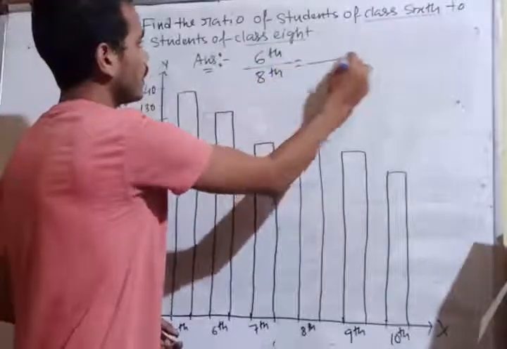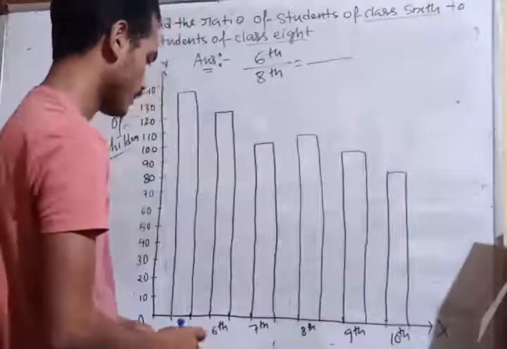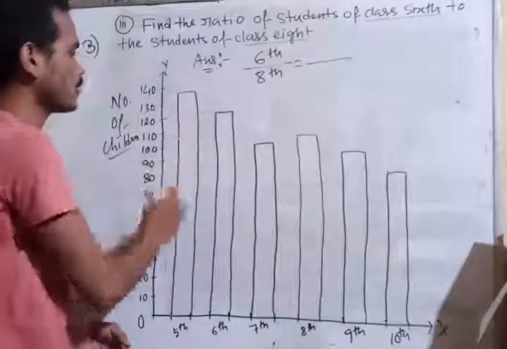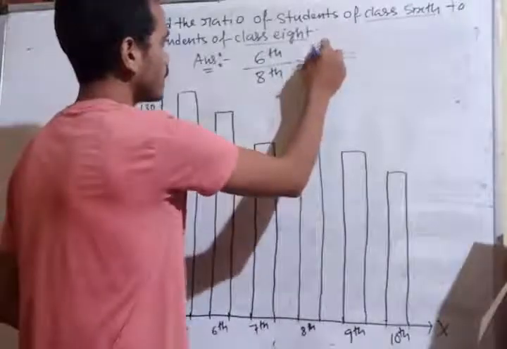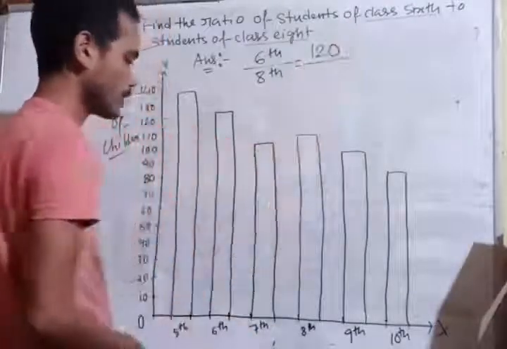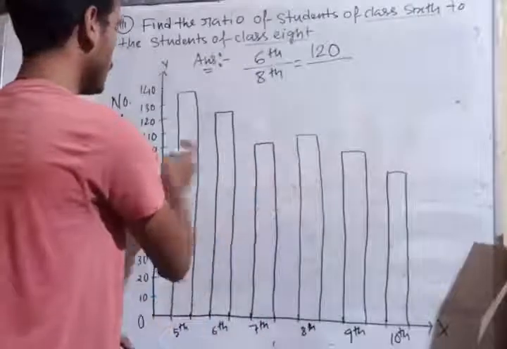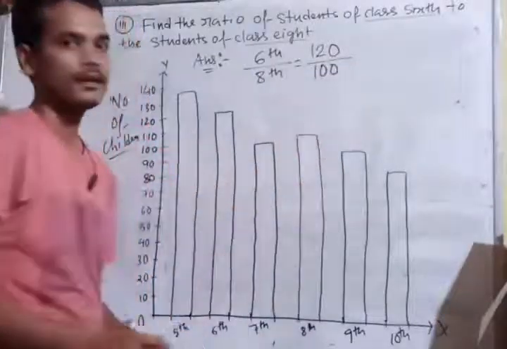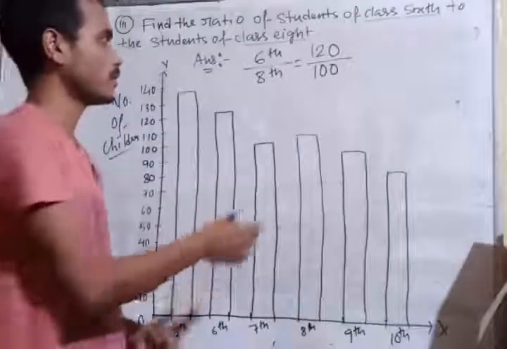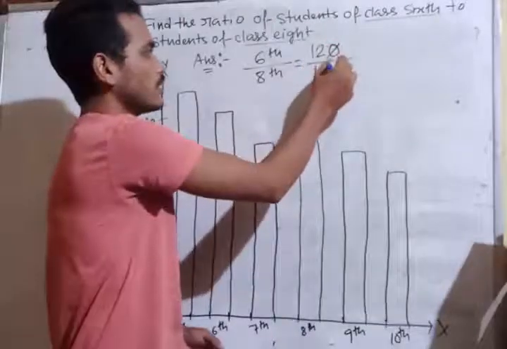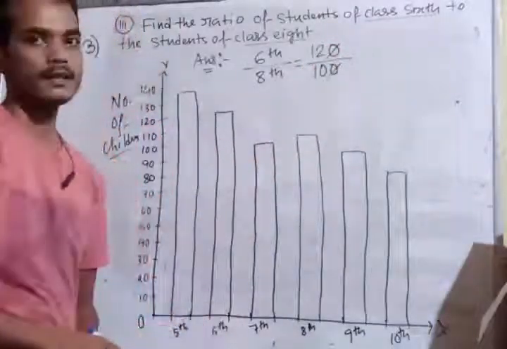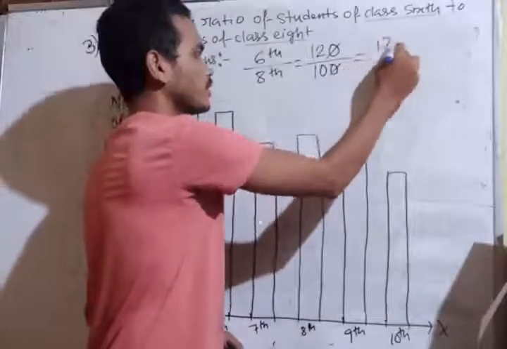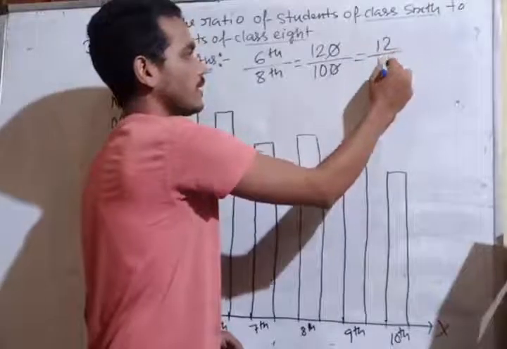Now in class 6 how many students are there? This is class 6. Here how many students are there? 120. You will write 120. Then in class 8 how many students are there? It is 100. So this will become 120 by 100. Now what number is common to both? 10 from both sides will be cancelled out. You will be left with 12 by 10.